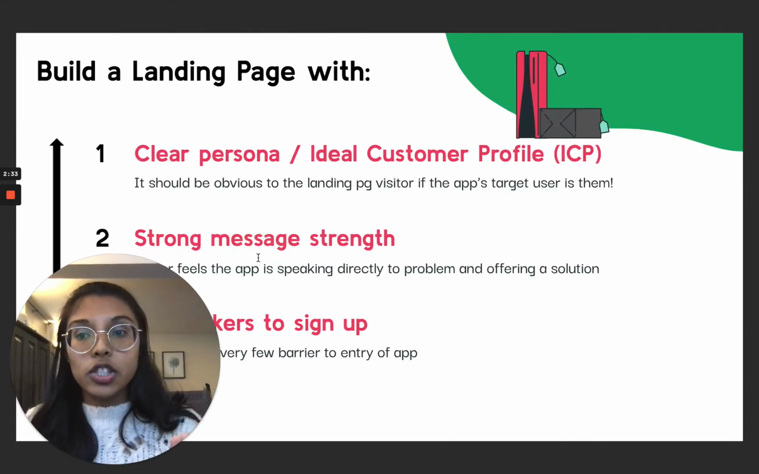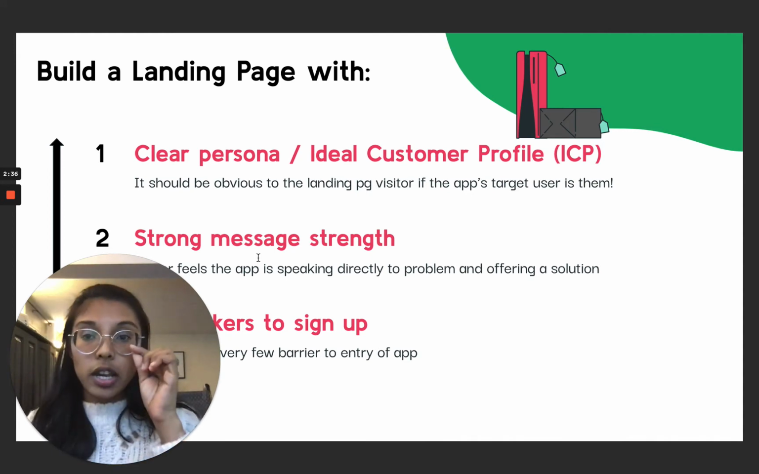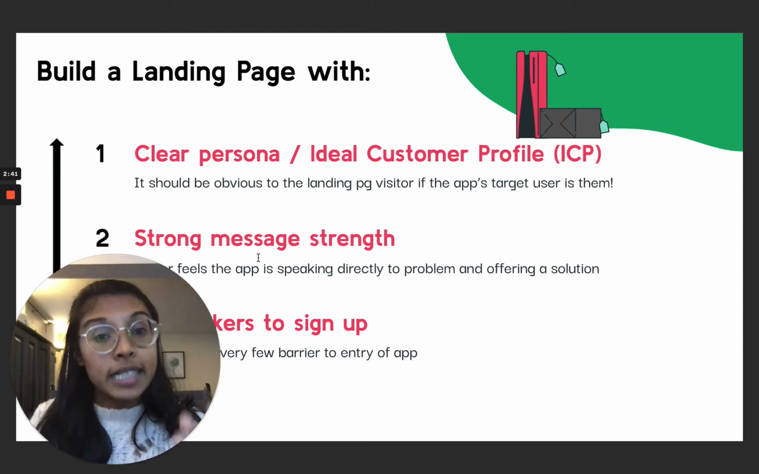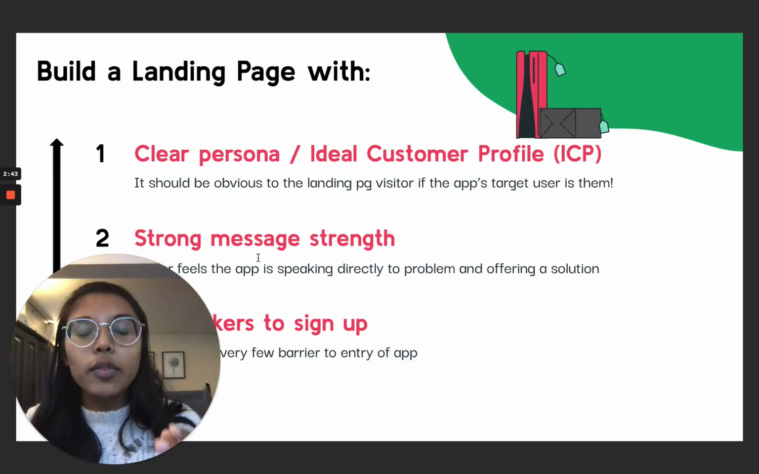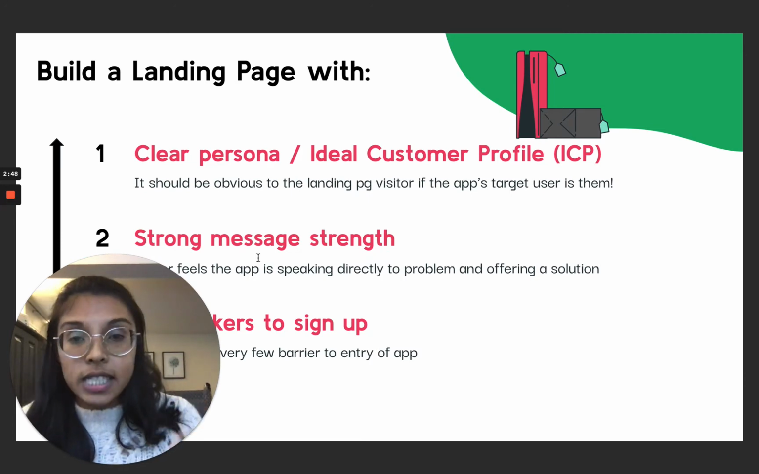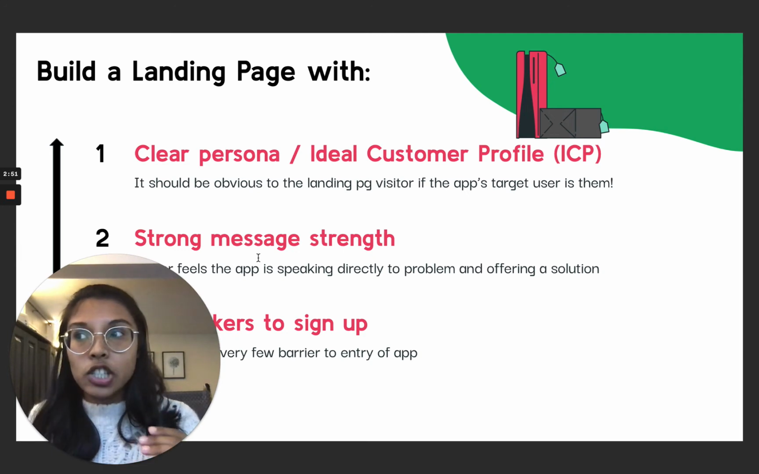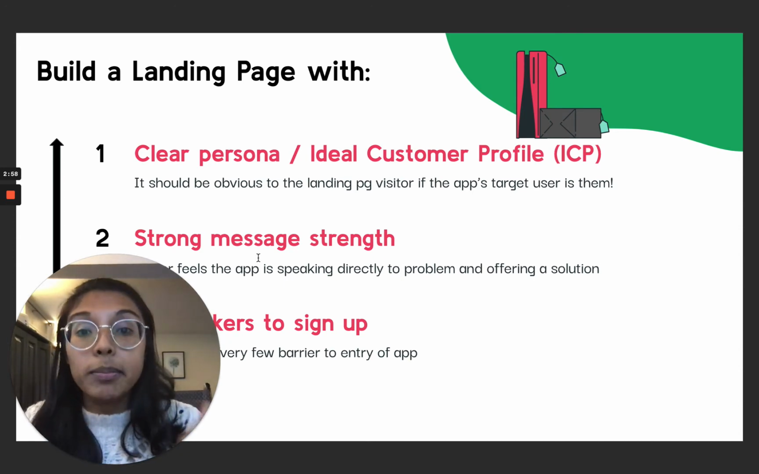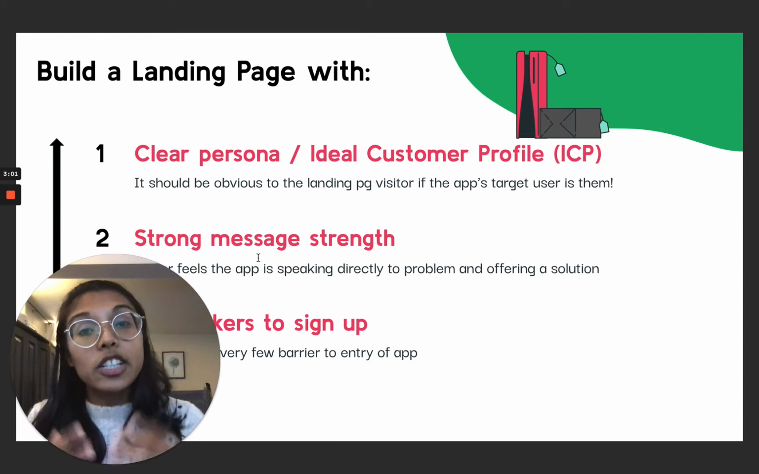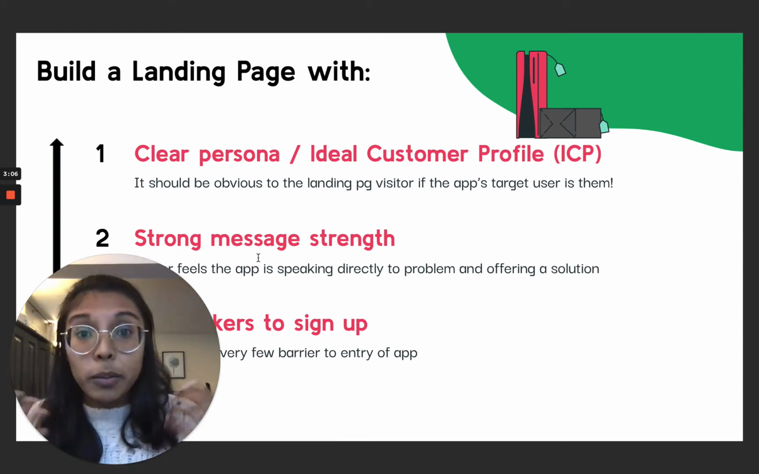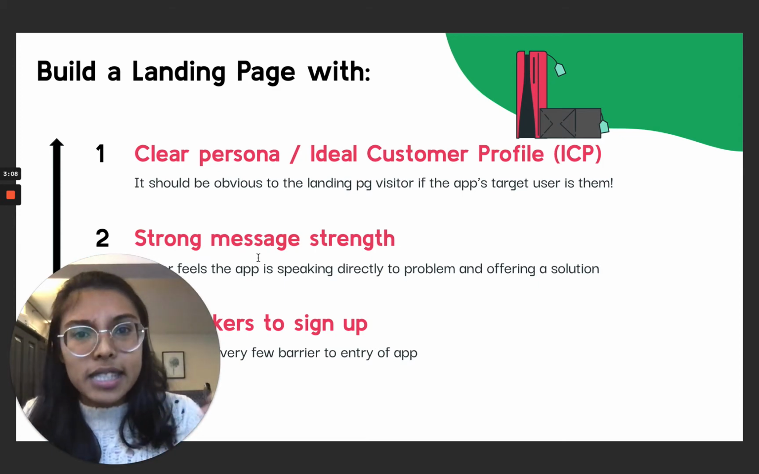The way we're going to do this is we're going to build a landing page, and our landing page is going to have 3 things. It's going to have a very clear persona or an ideal customer profile. It should be really obvious to the user of this landing page, to the person who's just visiting for the first time. They've spent 10 seconds on your site, and they should be able to say, that is me. I am reflected within this problem. They should be able to feel the really strong message strength within your copy. They should be able to say, wow, yeah, this landing page, this product, it looks really good for me. I really want to try this thing out.